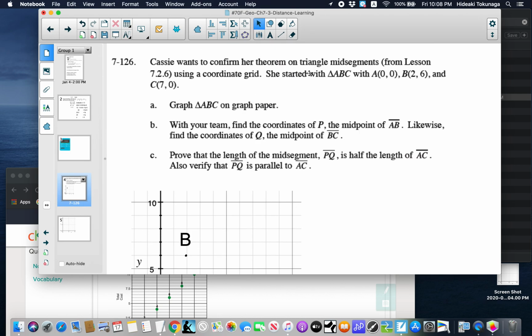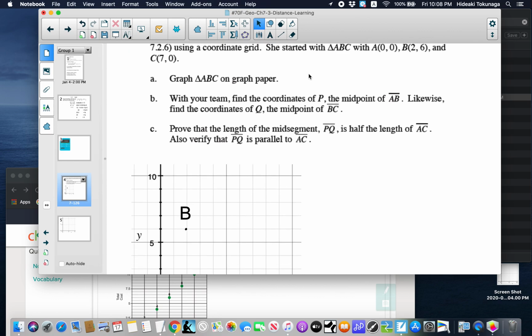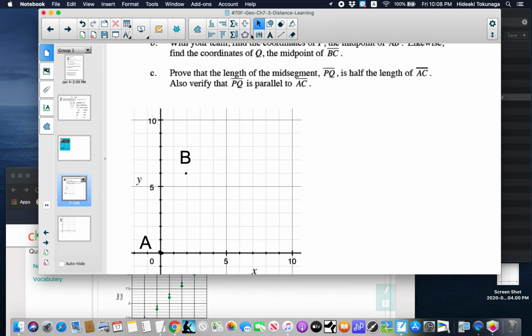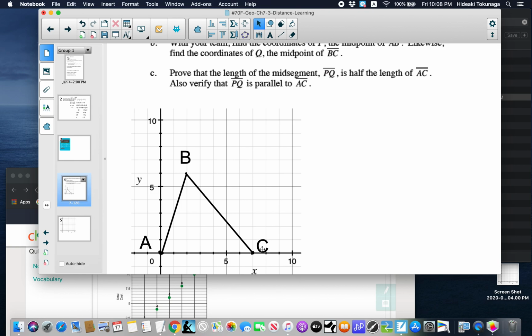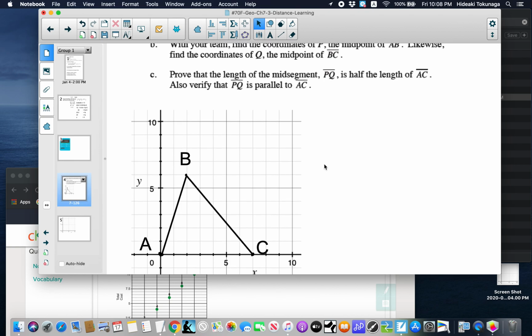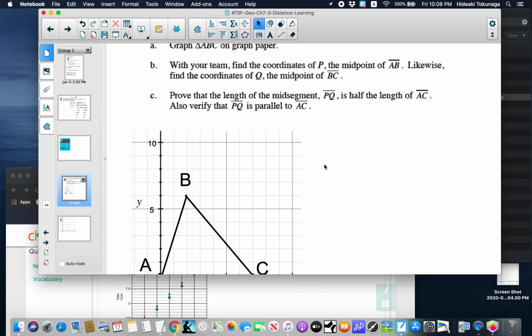The last one is (7, 0). 7 here and 0 here. I use a line tool to connect those, ABC. So A to B is here and B to C is here. Now I put the letter C to make sure it is labeled. Now we have to find a mid-segment.